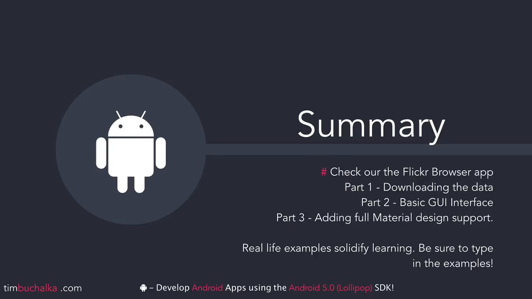Okay, so check out the Flickr browser app. Part 1 was downloading the data and parsing the JSON data and storing that on our device. In part 2, we've introduced a basic GUI, a very basic, non-material design approach to show you how it would work typically. But then in part 3, we're adding full material design support to that app, so you can see what it would look like with a proper toolbar and the proper material design working, proper colors and so on. So I really think that real life examples really solidify your learning. So make sure you type in those examples, because it'll be to your benefit and you'll learn a lot from it.